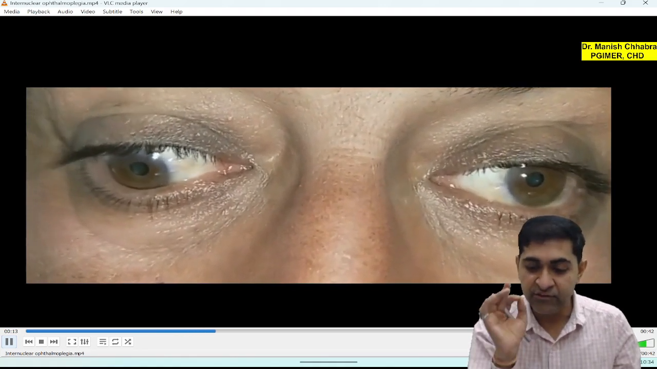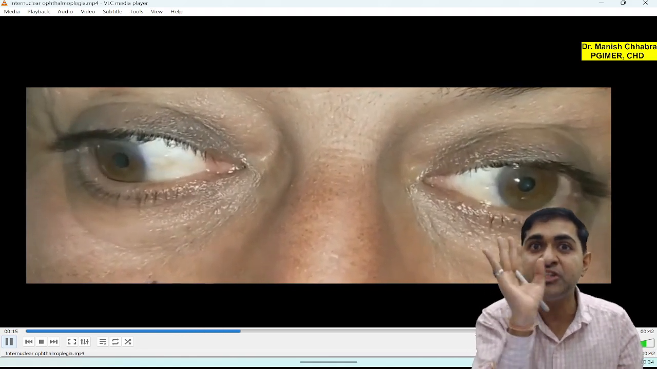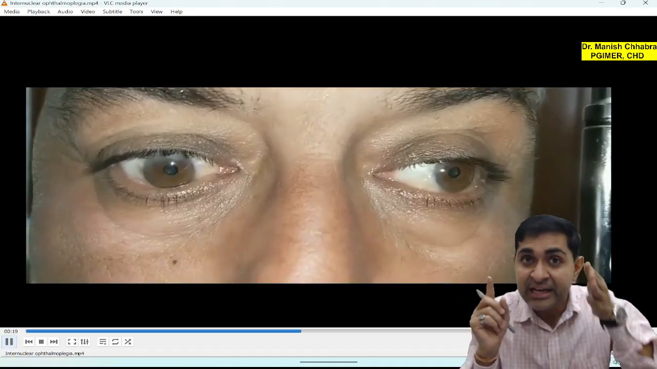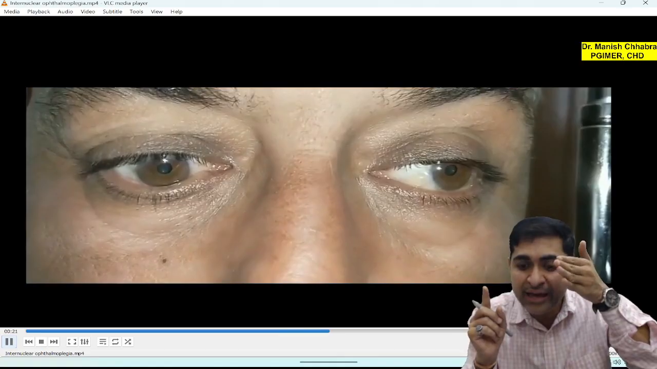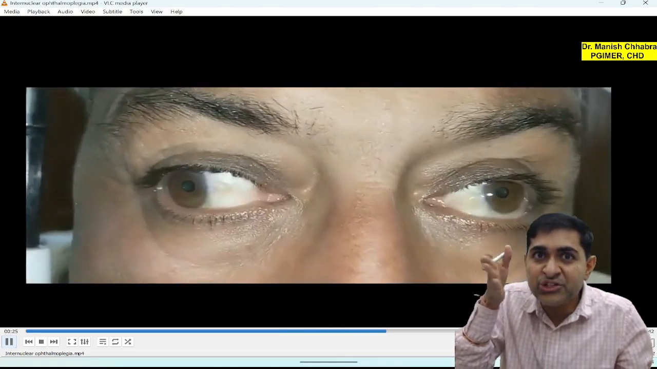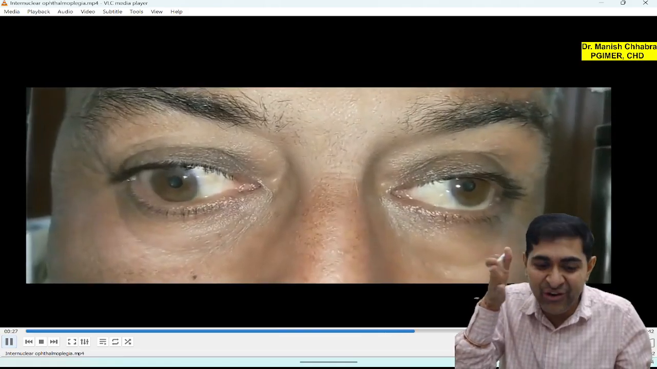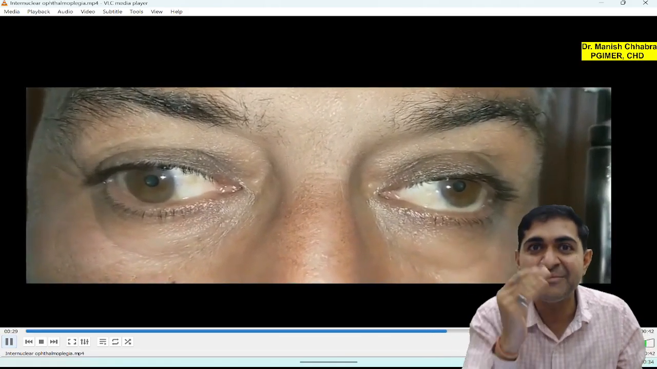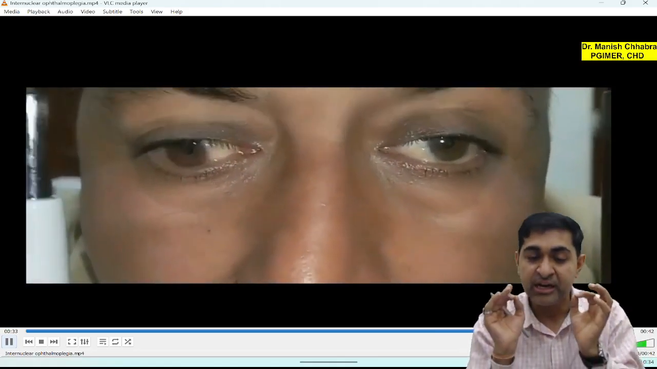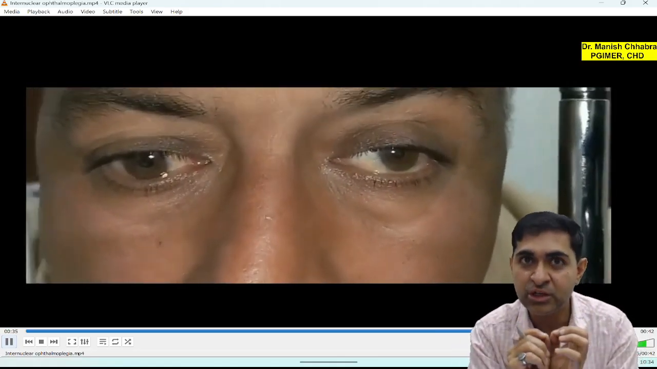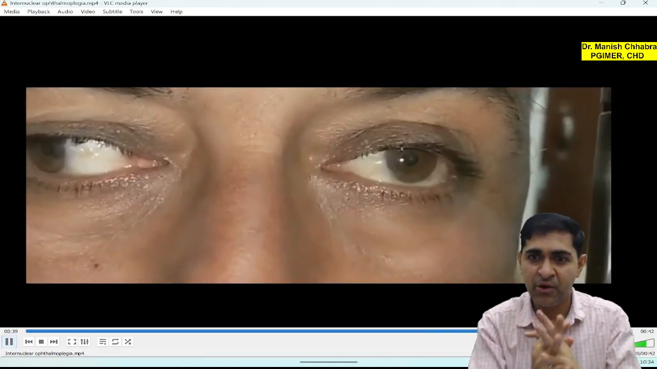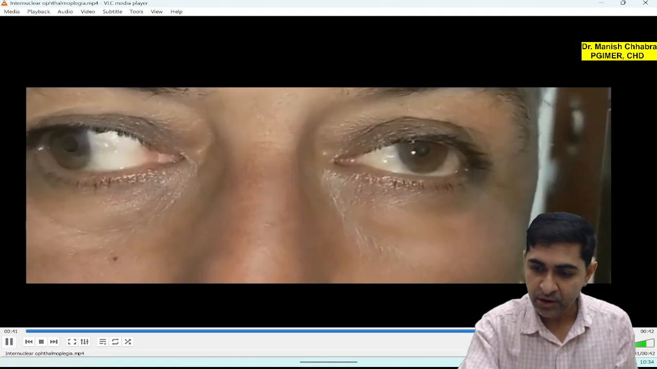So there is involvement of the left medial longitudinal fasciculus. On asking the patient to look onto the right side, the left eye is not moving towards the right, and there is horizontal nystagmus of the right eye to undo the diplopia. I hope it is well understood now. Okay, so boys and girls, this is your internuclear ophthalmoplegia.